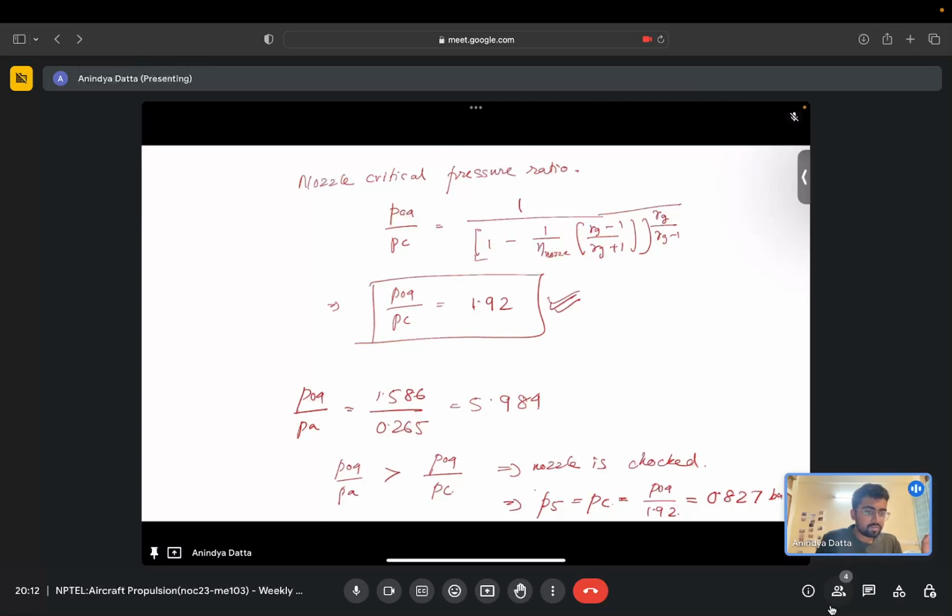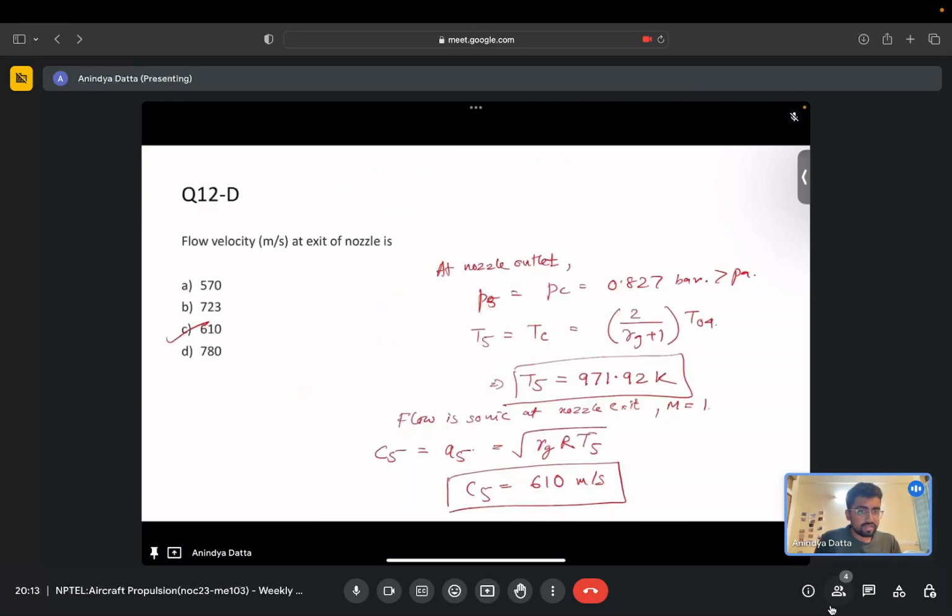Depending on whether the nozzle is choked or not, the exit condition will change. If the nozzle is not choked, we have seen how to compute the nozzle exit temperature and pressure. If the nozzle is choked, we compute the pressure from the critical pressure ratio and the temperature from the critical temperature ratio, and we know the flow velocity will be equal to the speed of sound, that is square root of gamma R times the local temperature. Then we get the flow velocity at the exit of the nozzle.